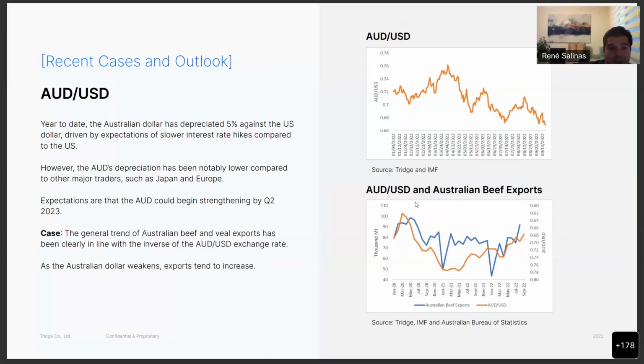Now let's look at the second chart below. The general trend of Australian beef and veal exports has been clearly in line with the inverse of the Australian dollar and US dollar exchange rate. So as the Australian dollar weakens, exports tend to increase. There's a very clear relationship between beef exports and the Australian dollar US dollar exchange rate. With a weaker Aussie, we get higher exports.